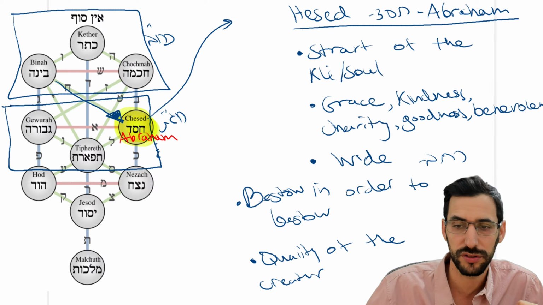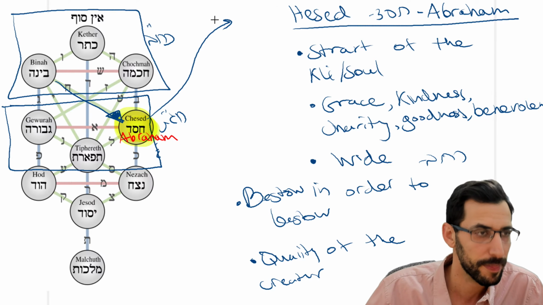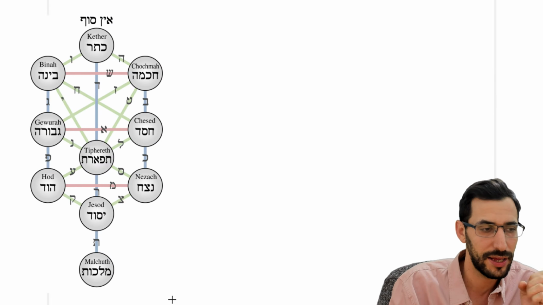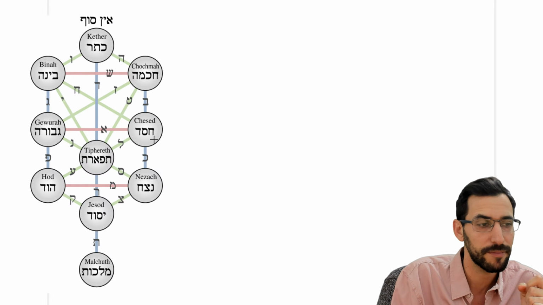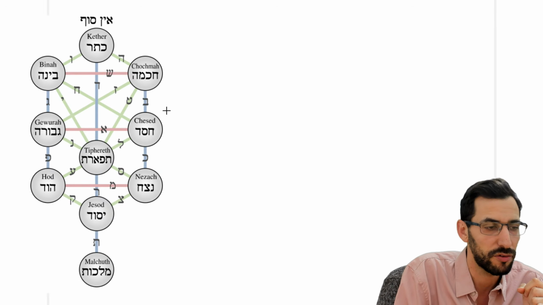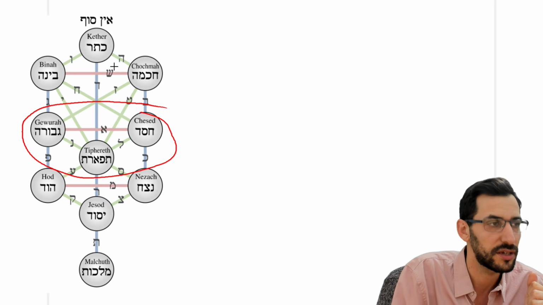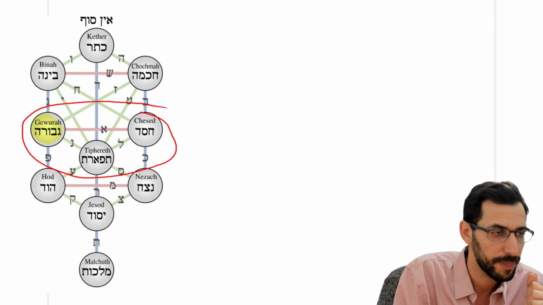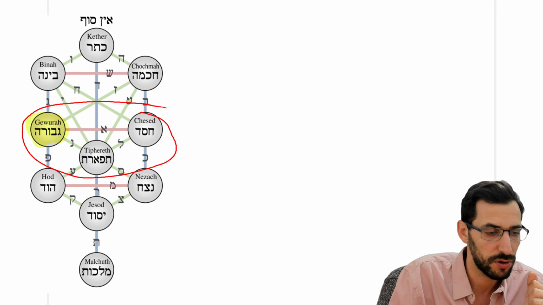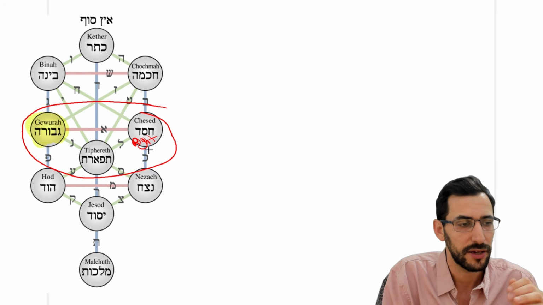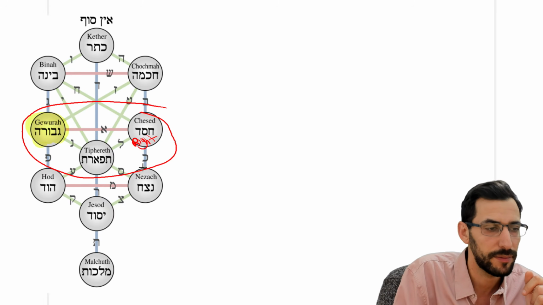Now let's move on to the quality of Gevura. So we'll do that on the next page. Okay, so Chesed, we said, is Abraham, which also resembles, by the way, the right line. So we're still here, we're still in Chagat, and now we're focusing on Gevura. If Chesed, we said, was Abraham, and it resembles the right line, if you don't know what the right line is, don't worry about it. So we said this is Abraham.